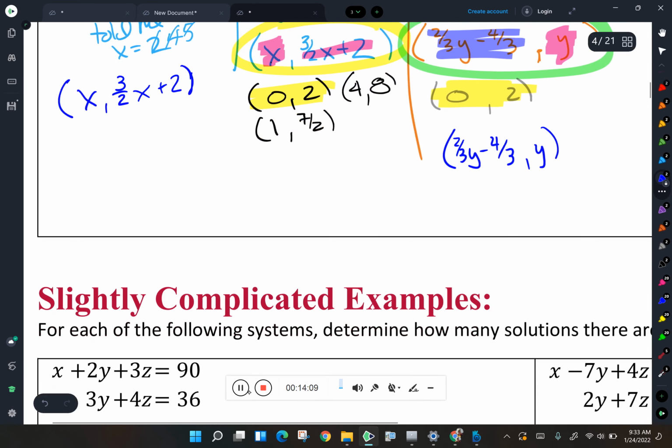We'll come back and start the slightly more complicated examples when we do video number 3.